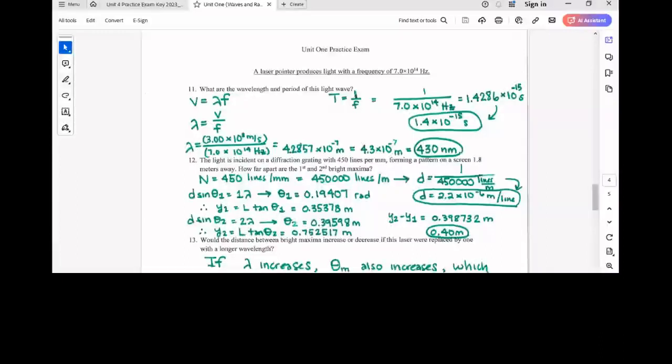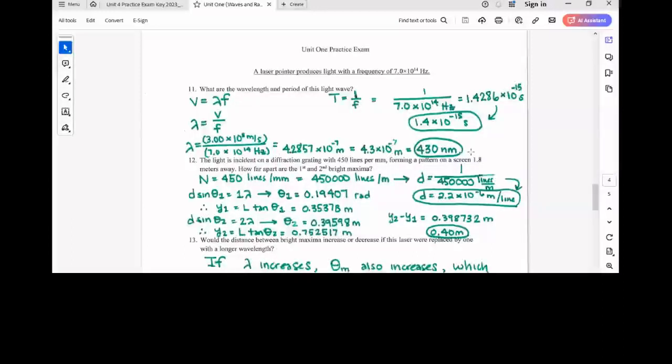That gives 1.4286 times 10 to the negative 15 seconds. So applying sig figs, that would be 1.4 times 10 to the negative 15 seconds. And to determine the wavelength, I need to know the speed of light. That speed divided by this frequency gives me a wavelength. And we get 4.2857 times 10 to the negative 7 meters, which is 4.3 times 10 to the negative 7 meters when sig figs are applied. That is the same as 430 nanometers.